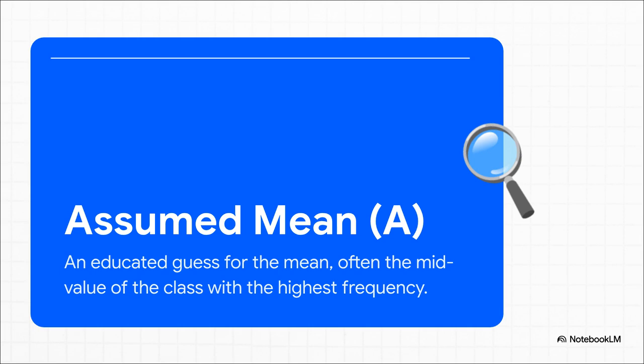This guess has a name. It's called the assumed mean. Think of it like dropping a convenient anchor point right in the middle of your data. A really good strategy is to pick the mid-value of the group with the highest frequency. For our data, that's the 21 to 23 group, so let's make our assumed mean, our guess, 22.